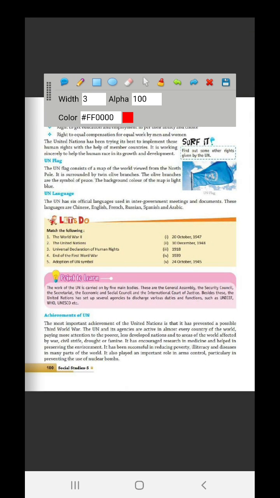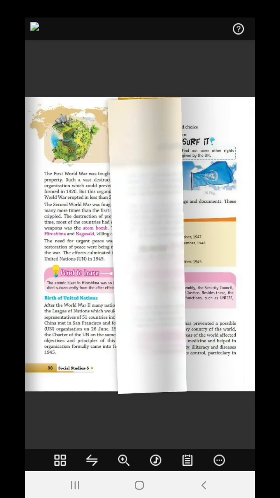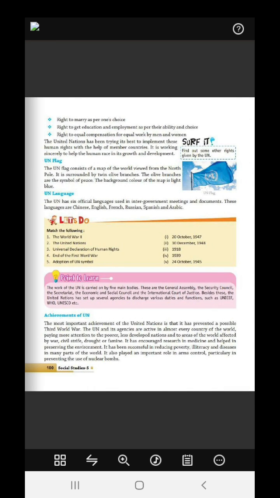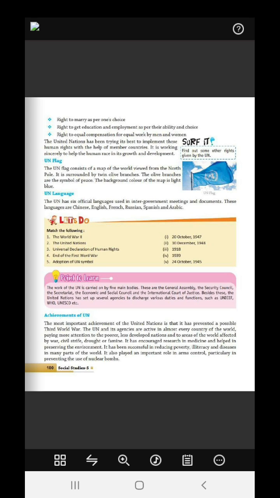Now, what were the rights this chapter covers? Right to marry as per one's choice, right to get educated, and right to employment as per their ability and their choice. Right to equal compensation for equal work by men and women. Equal compensation means give equal funds to them. The United Nations has been trying its best to implement these human rights with the help of member countries. It is working sincerely to help the human race in growth and development. It is a world organization, and the whole world participates.